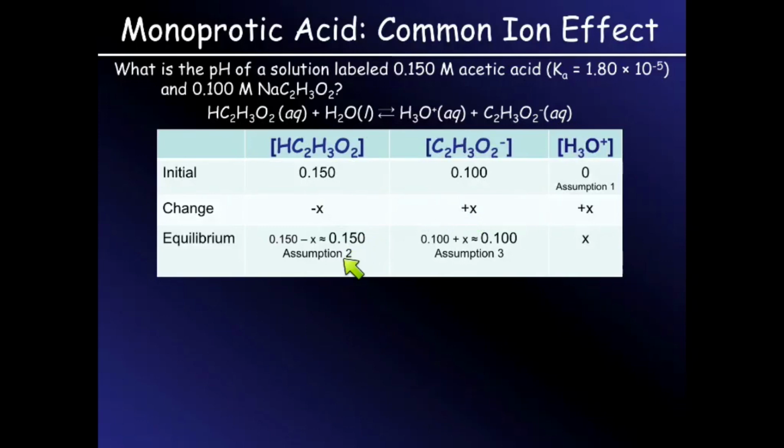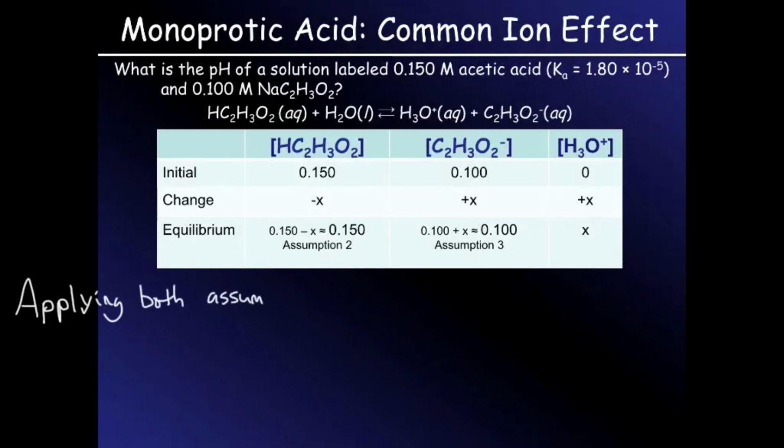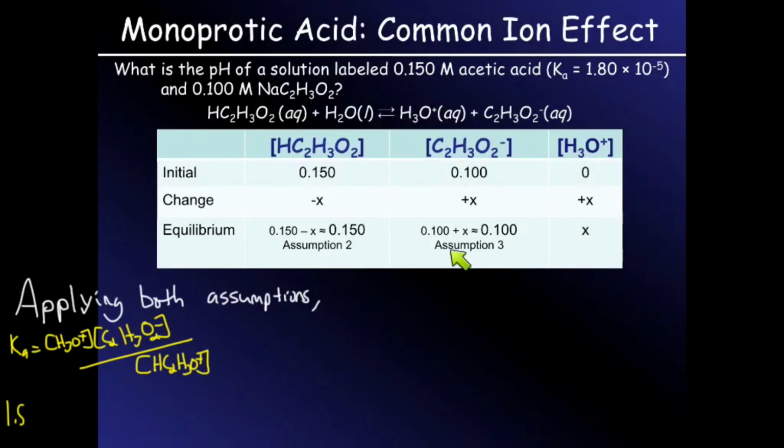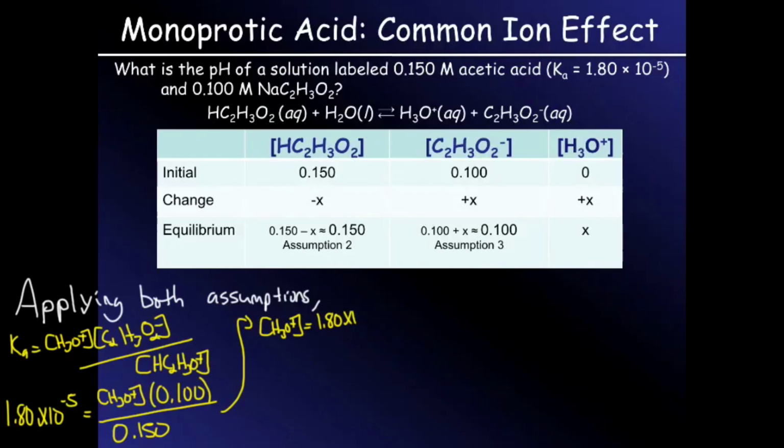But because of assumption number 2, we'll assume that this X is less than 5% of 0.150, and that this X is less than 5% of 0.1, and we will eliminate them from our calculation. This greatly simplifies the calculation, and as I mentioned, for common ion effect calculations, all of these assumptions are going to be valid, 1, 2, and 3. I will validate the assumptions 2 and 3 here in just a second. You will never have to do that. Just know that they will always be valid.